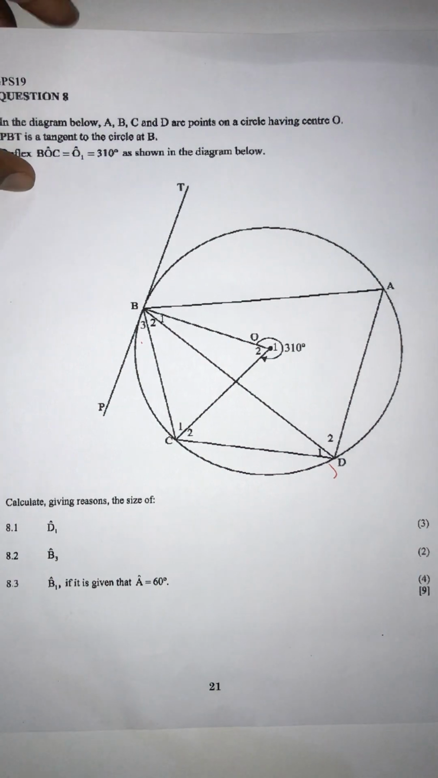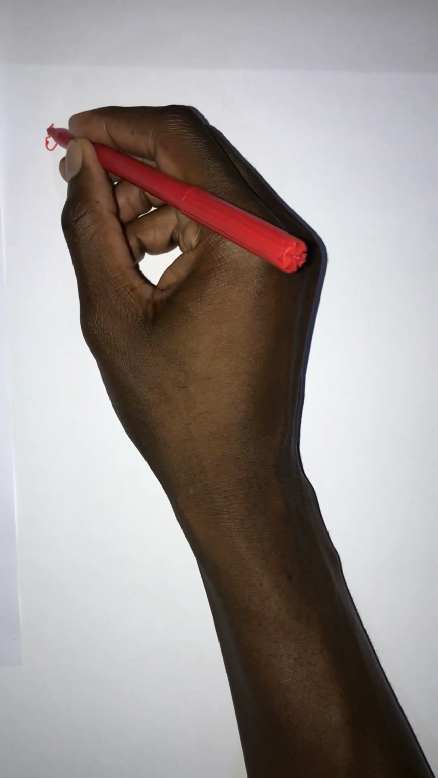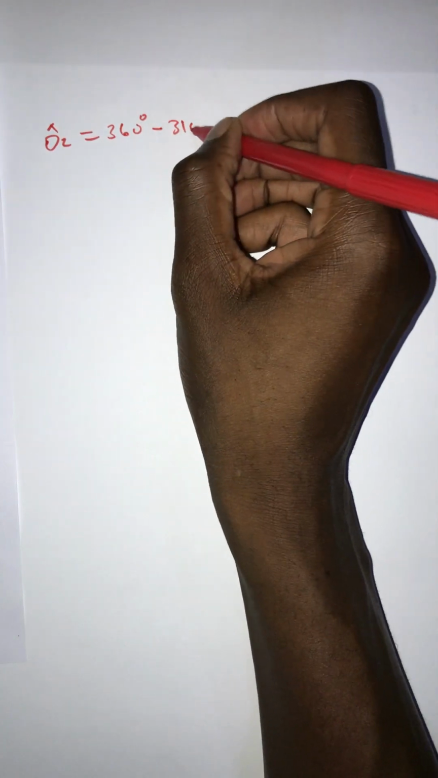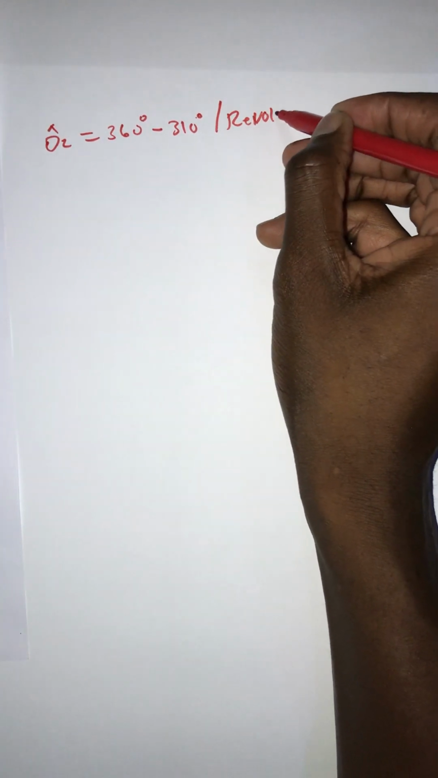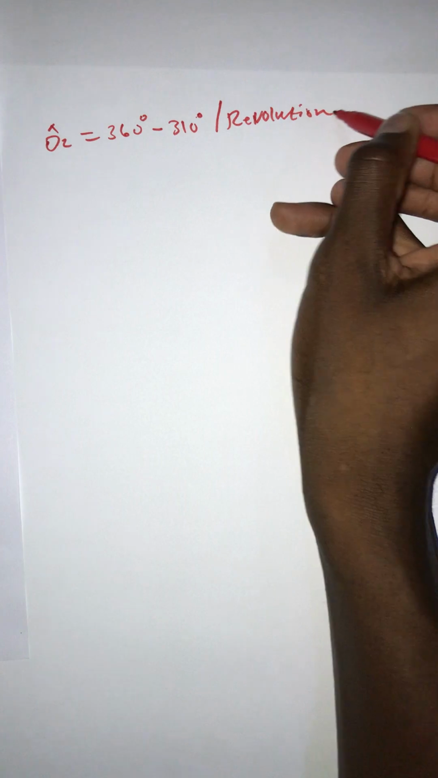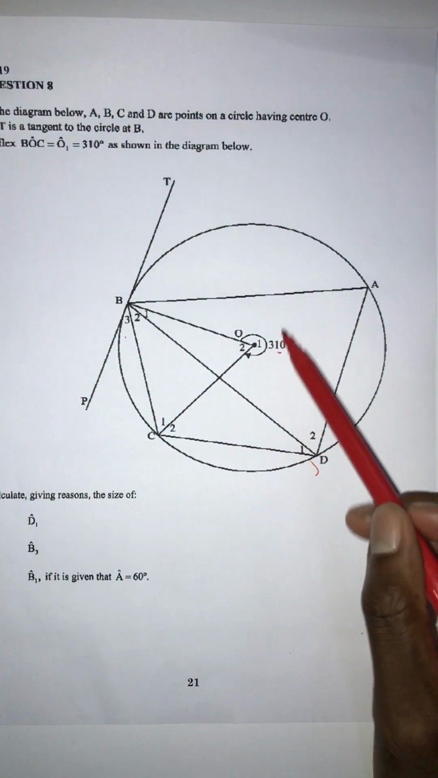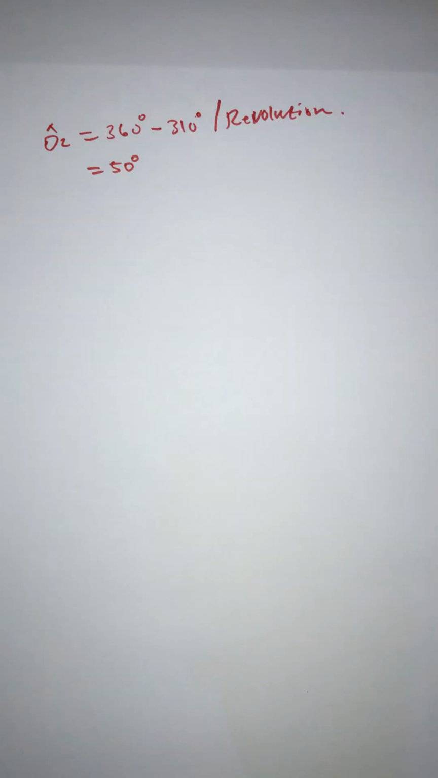So, now we're going to say, first, angle O2 is equal to 360 degrees minus 310 degrees. The reason is a revolution. Now we're going to subtract the 310 from 360 degrees. So, 360 minus 310 is equal to 50 degrees. So, it means angle O2 is equal to 50 degrees.